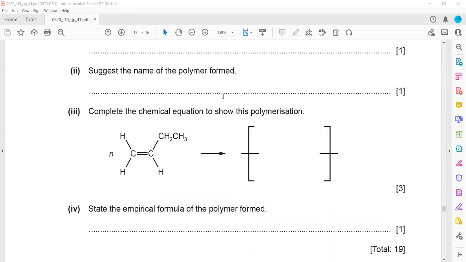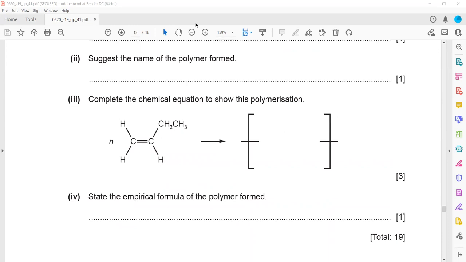Then complete a chemical equation to show the polymerization. What happens in a polymerization? The double bond will break. You will draw the same structure, but without a double bond, and put a bracket with N. What does it mean? It means that this chain, the structure, continues till the nth molecule.